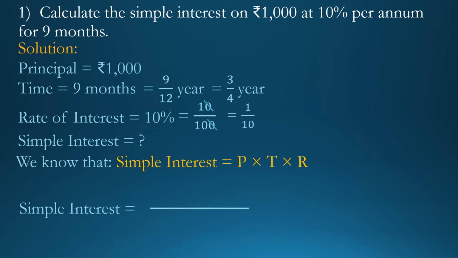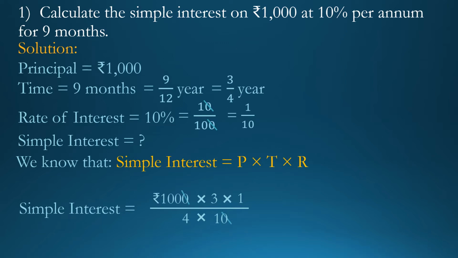Now put the value. See, principal is equal to rupees 1000. So write down rupees 1000. Then write the multiplication sign as it is. And time is equal to 3 upon 4 year. So write down 3 upon 4. Again write multiplication sign as it is. And rate of interest is equal to 1 upon 10. So write down 1 upon 10.